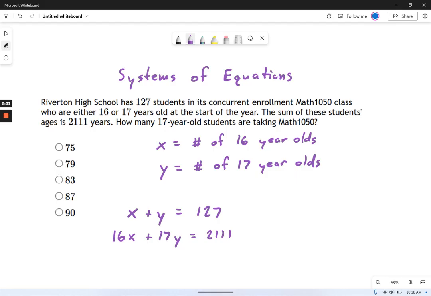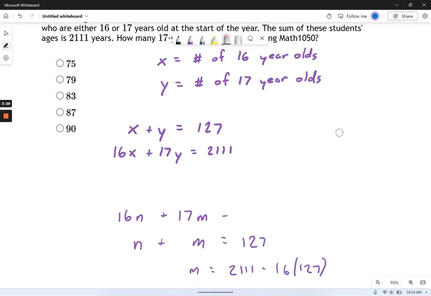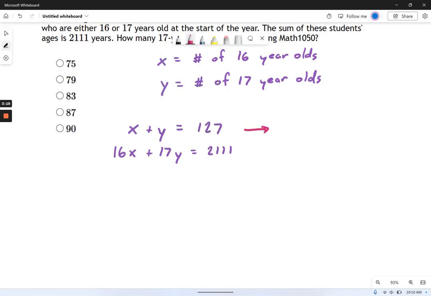So what I'm going to do here, let me erase my scratch work from earlier. I'm going to show you how we go about doing that. I'm going to do something called substitution. I'm going to take this equation and rewrite it: X equals 127 minus Y. Now I'm going to plug that back in here. This is why it's called substitution, because you're substituting it back into the equation.